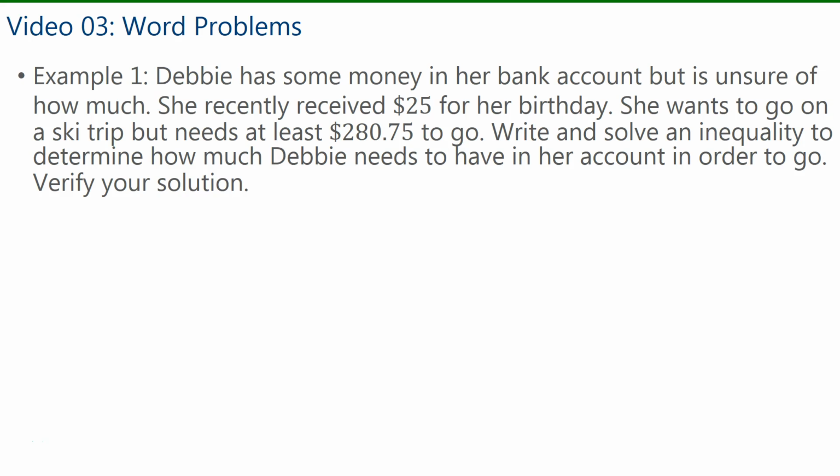So I'll start by stating my variable. Here I'm going to let X be the amount of money in her account. So now the total amount of money she has, which is the money in her account plus the $25 she got for her birthday, that needs to be at least $280.75. So I'm going to say that this needs to be greater or equal to $280.75. Now to solve this inequality, I'm going to subtract 25 from both sides.